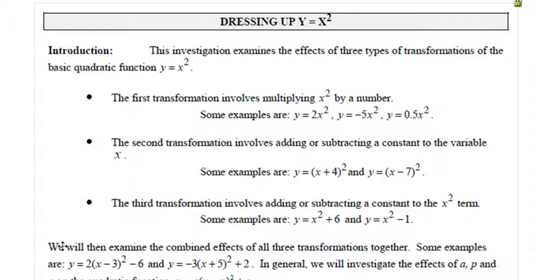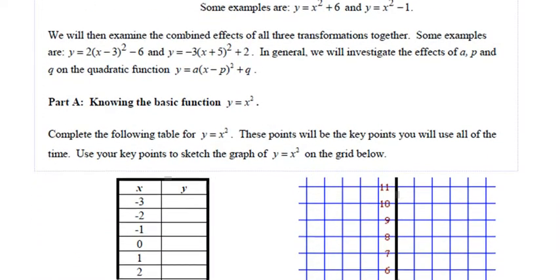And the third involves adding or subtracting a constant to the x squared term, right? So x squared, then add 6. Not add a number and then square, but square and then add a number, or subtract. We will then examine the combined effects of all three transformations together. So some examples are y equals 2 bracket x minus 3 bracket squared minus 6, and y equals negative 3 x plus 5, quantity squared, plus 2.